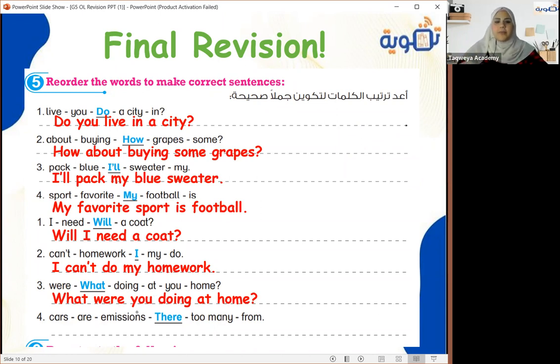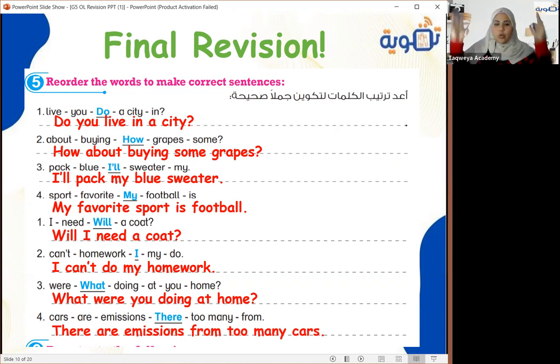The last one here, I will start with there. So of course, that is a sentence. There what? We usually say there is, there are, there was, there were, there will, and I need a helping verb after there. What is the helping verb here? Yeah, there are, thank you. There are what? Emissions. Yeah, and emissions is the bad smoke that we get from factories or cars. So there are emissions from too many cars.